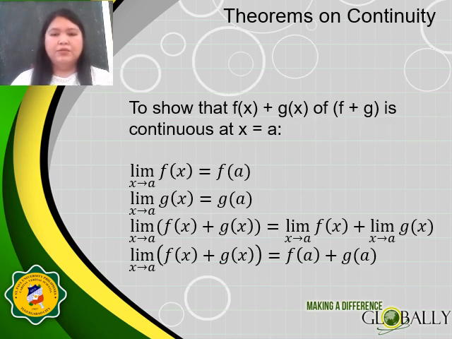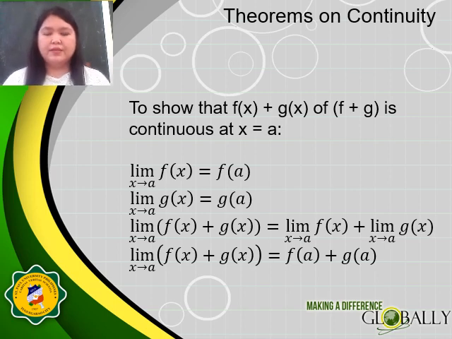For example, to show that f of x plus g of x, or f plus g, is continuous at x equal to a, we have to prove that the limit of f of x plus g of x as x approaches a is equal to f of a plus g of a. Now in our proof, first we have to establish that the limit of f of x as x approaches a is equal to f of a, and the limit of g of x as x approaches a is equal to g of a. This is because it is given that these two functions are continuous.